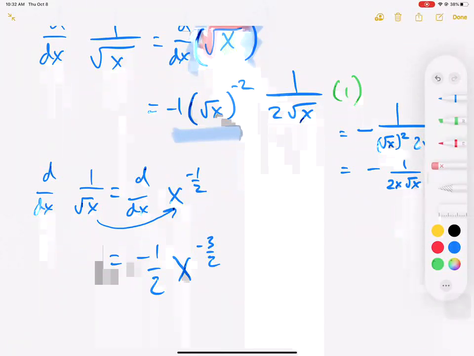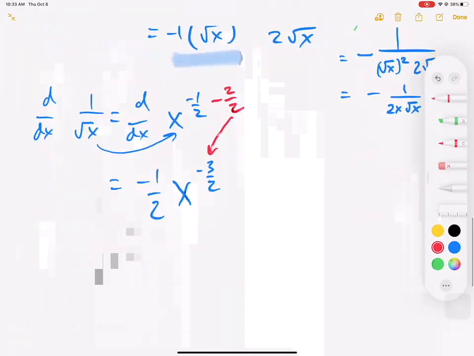Remember, we subtract by 1, right? But I'm going to subtract by 2 over 2. And when I write a common denominator, it's a lot more obvious that negative 1 minus 2 is negative 3. Okay? We can rewrite this, negative 1 over 2, and I'm going to rewrite this as the square root of x cubed.